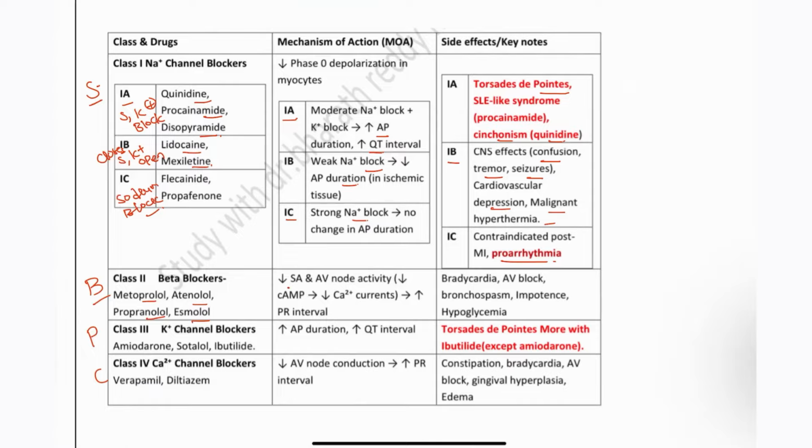It will decrease the SA and AV node activity, so it further decreases the calcium currents in the action potential, right? Next, it will increase the PR interval. Bradycardia, AV block, bronchospasm, and hypoglycemia will be seen in this patient.